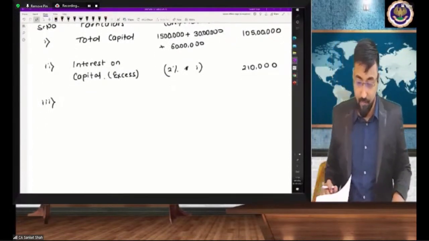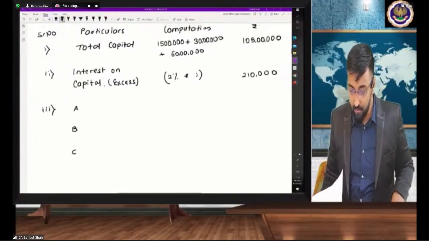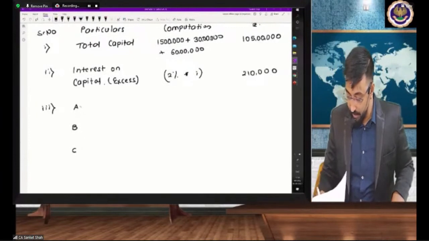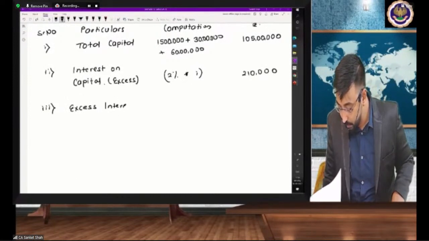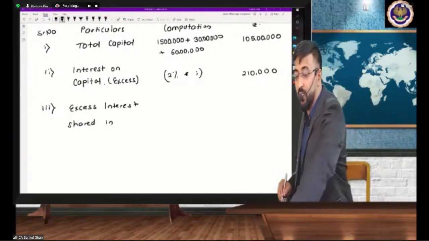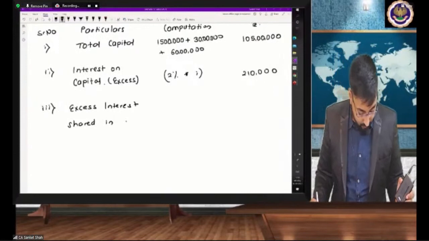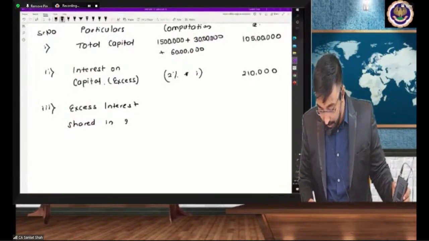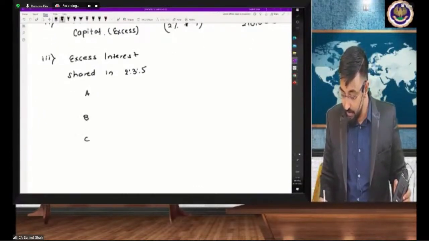Roman 3. Now tell me, now we will write A, B, C. Excess amount that we are going to share in which ratio? Otherwise you can write over here: excess interest shared in which ratio? Original ratio, tell me, 2:3:5. So A, B, C, tell me the amount.